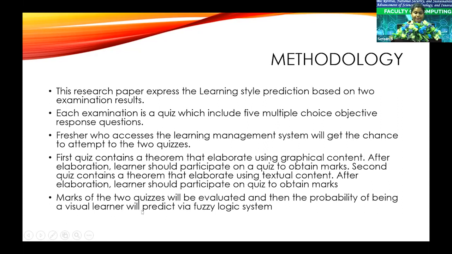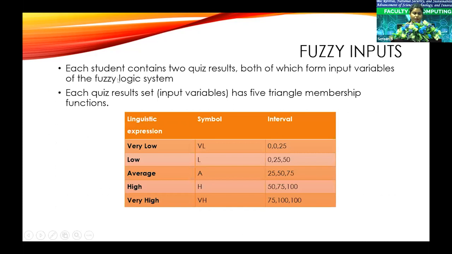So the marks of the two quizzes will be evaluated and then it will predict the probability of being a visual learner. So these are the fuzzy inputs which I've considered. Each student contains two quiz results. Those quiz results are the fuzzy inputs of this fuzzy logic system. And each result set has five triangle membership functions. They are very low, low, average, high, and very high.